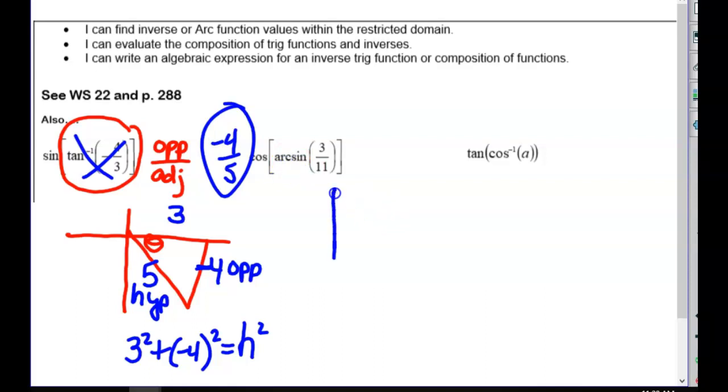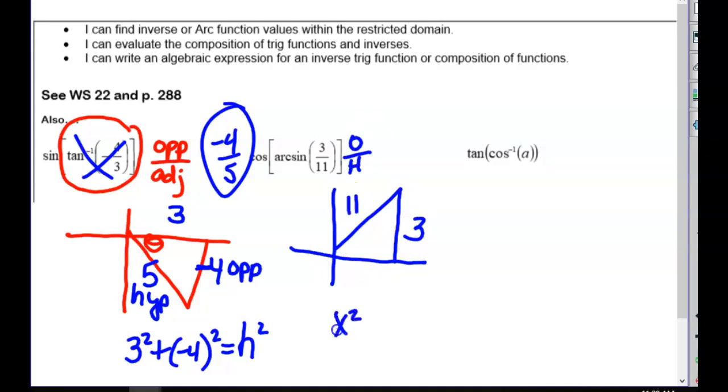Why? It's positive, right? Arc sine is +3/11, opposite over hypotenuse. So now I need x squared plus 3 squared equals 11 squared. Or x squared equals 11 squared minus 3 squared, which is 121 minus 9, 112 maybe?